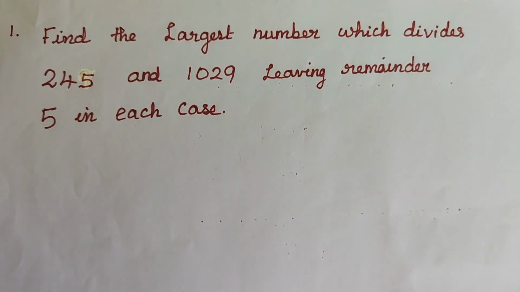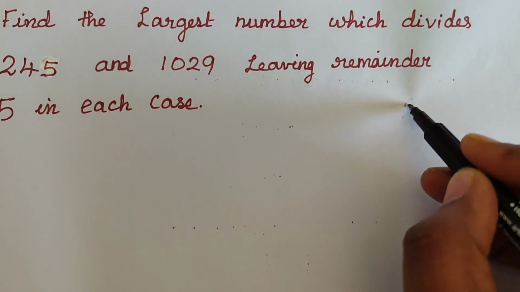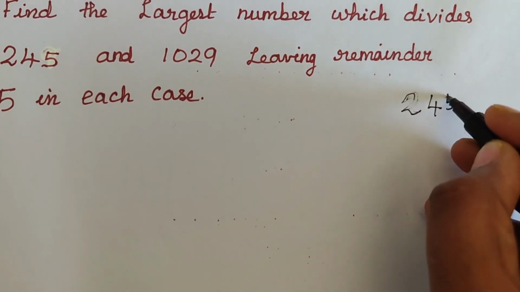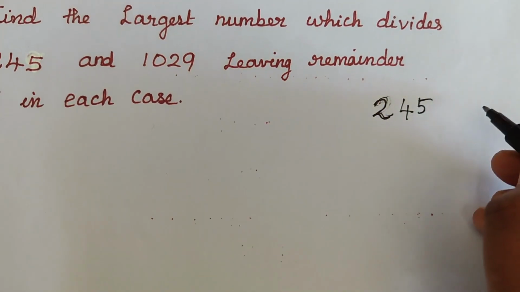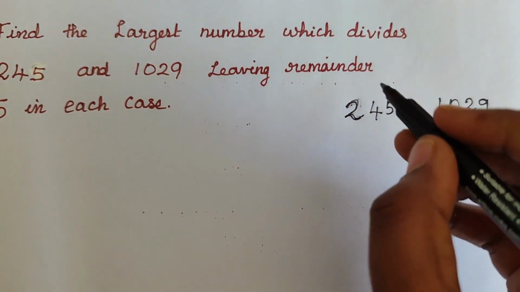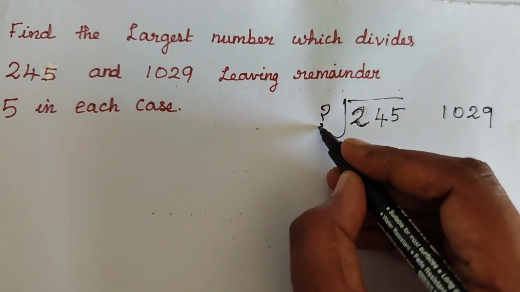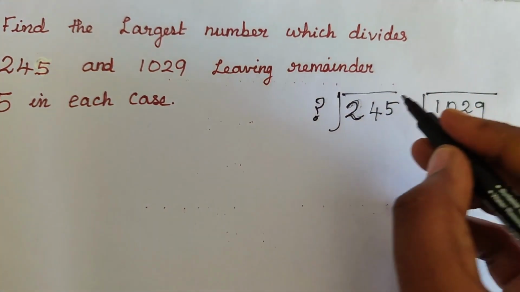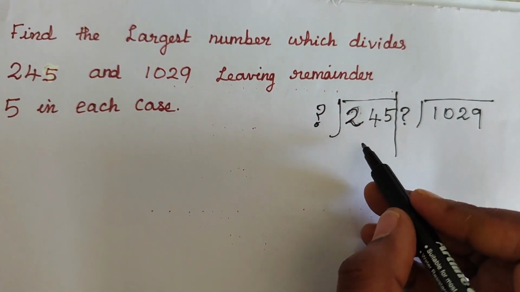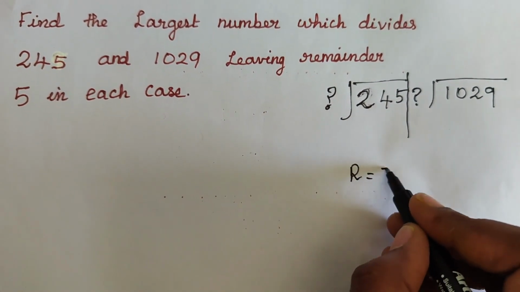Largest number which divides. We want to find the largest number which divides 245 and 1029. In each case, the remainder must be 5. We want to find that number. The number should divide 245 and 1029. In each case, the remainder must be 5.